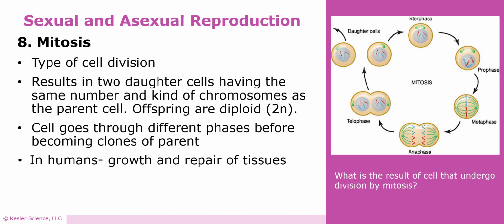Cells are going to go through all these different phases before they become clones. And for seventh grade science, we do not need to know all of the different phases. We should understand the genetic material in the parent cell is duplicated. So it basically makes a copy of its genetic material. And then that parent cell will split in two, and you will have two genetically identical daughter cells.